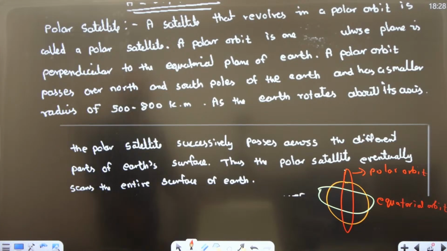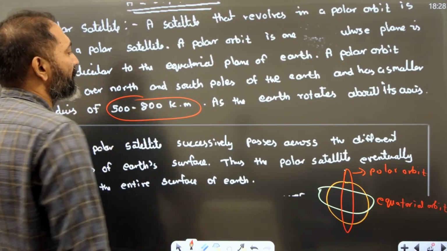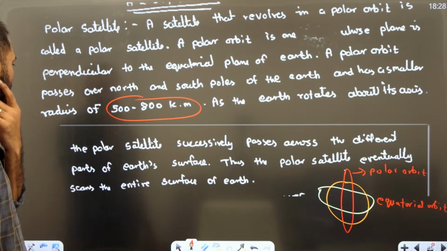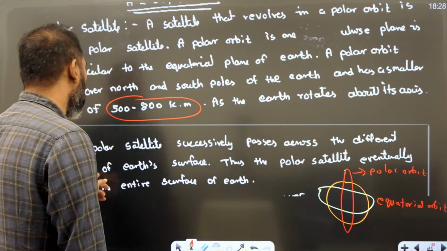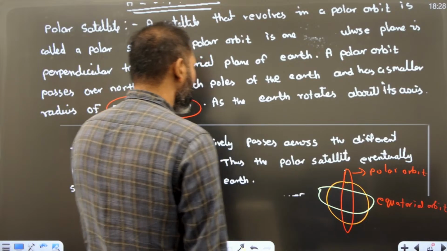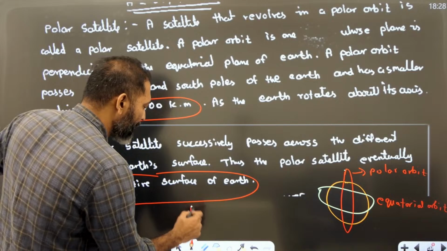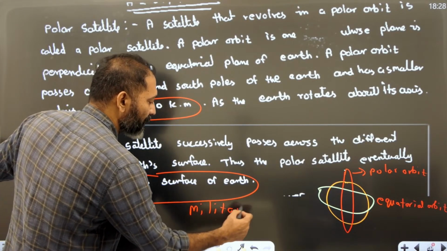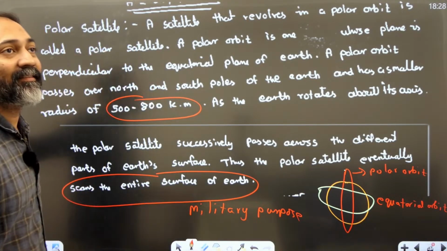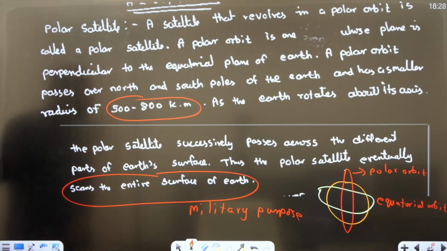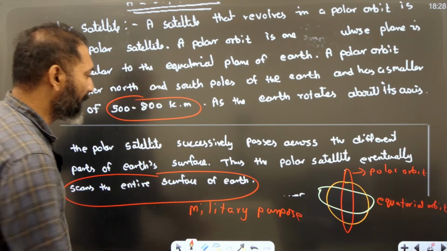A polar orbit passes over the north and south pole of the Earth and has a smaller radius of 500 to 800 kilometers. As the Earth rotates about its axis, the polar satellite successively passes across different parts of the Earth's surface. Thus, the polar satellite eventually scans the entire Earth's surface. So what is the application? Military purpose. With the help of polar satellites, we can scan all of the Earth, so we can check whether an enemy country is doing some activities against our country.